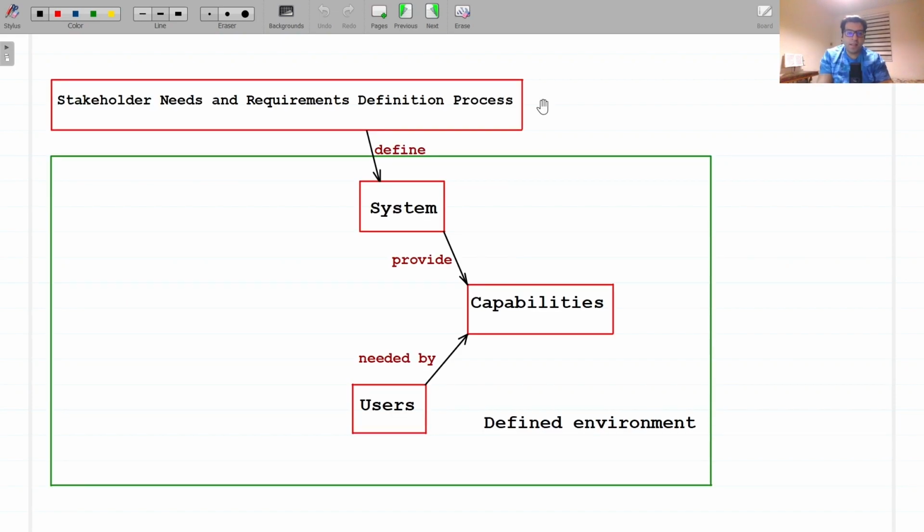As stated in ISO IEC IEEE 15288, the purpose of the stakeholder needs and requirements definition process is to define the stakeholder requirements for a system that can provide the capabilities needed by users and other stakeholders in a defined environment. Successful projects depend on meeting the needs and requirements of the stakeholders throughout the lifecycle.